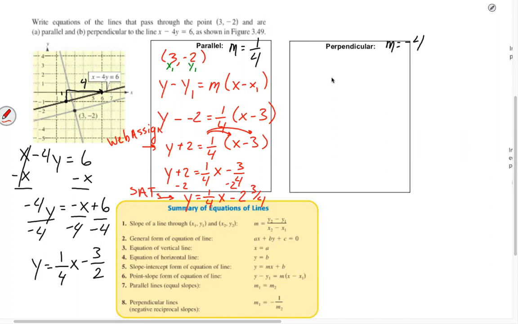Now for perpendicular, same thing. Perpendicular, that's my slope, and that's my point. I'm going to use y minus y1 equals m times x minus x1.